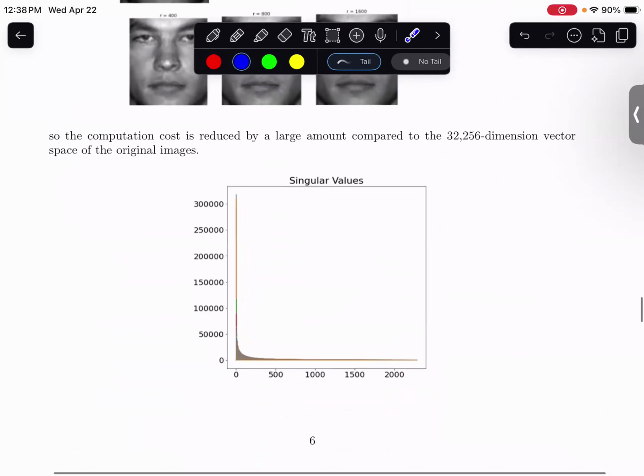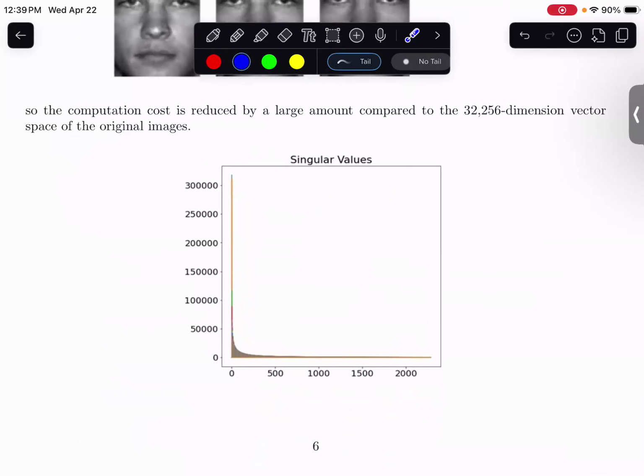Again, these singular values are just the square roots of the eigenvalues that we have. And you can see there's a massive drop off in terms of how influential the singular values are as you descend in value. This goes on to thousands and thousands. This is a 32,256 dimensional vector space, so that's how many singular values you're going to end up having. But it seems like you only need to consider this many, or maybe even less than that, like this many or so.